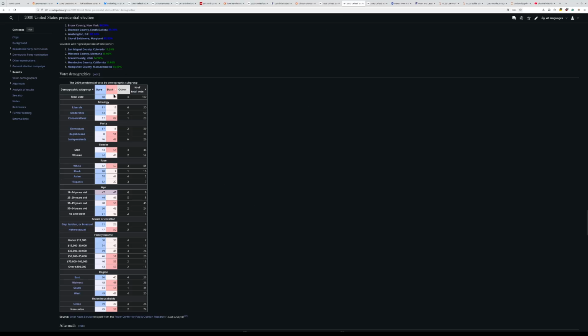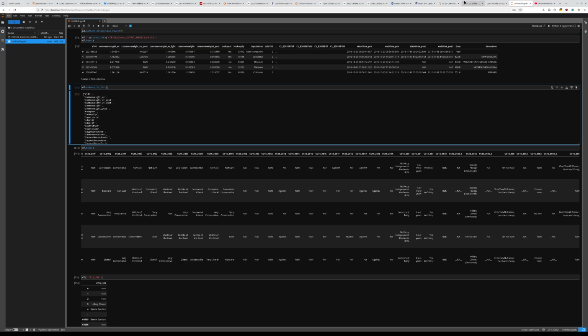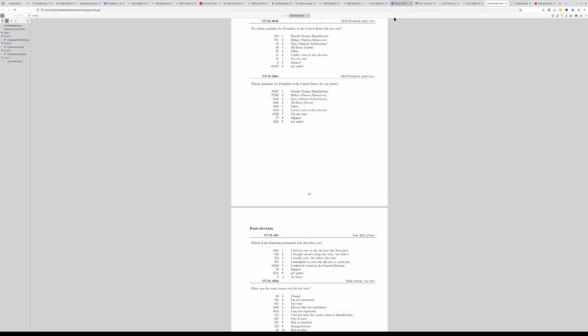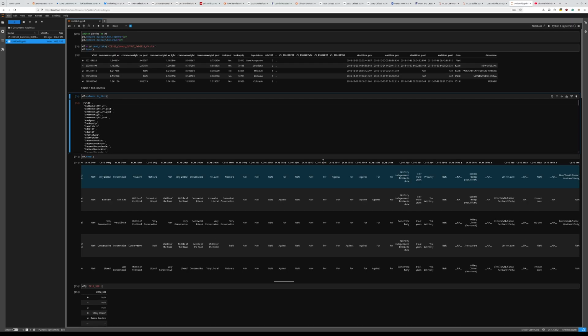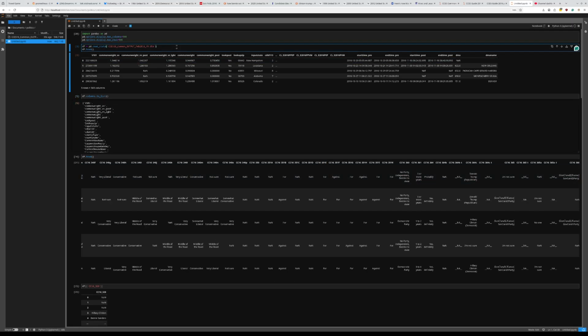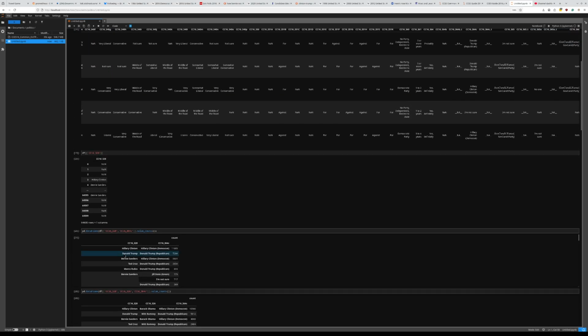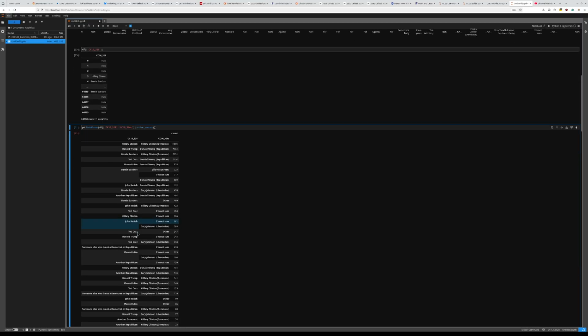While this is very useful information, it's not detailed enough to come to the types of conclusions people want to. CCES, however, does have that information. I read the guide, got the information I need, and I downloaded it and loaded it up in the Jupyter Notebook here. So, to start with, the first piece of information I want to look at is this table.